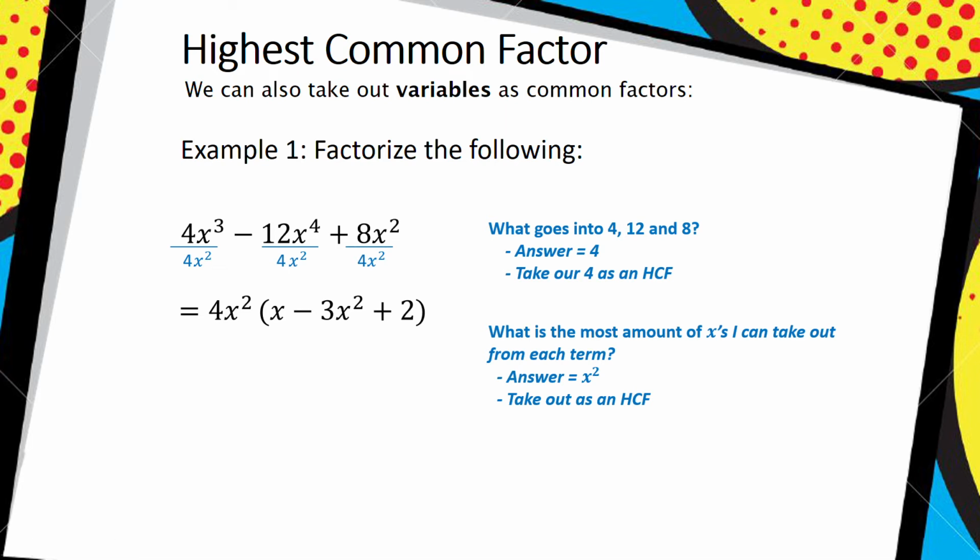You wouldn't now go and distribute that 4x squared back into the bracket, because then you're just going to land up over here. So remember, you're doing the opposite of distribution. So your answer is in brackets. Let's try another one of these, example 2.